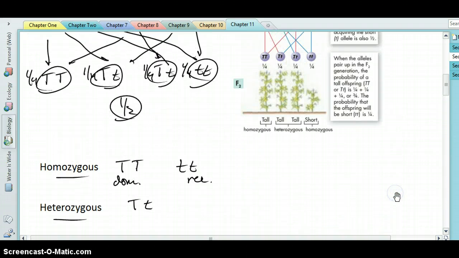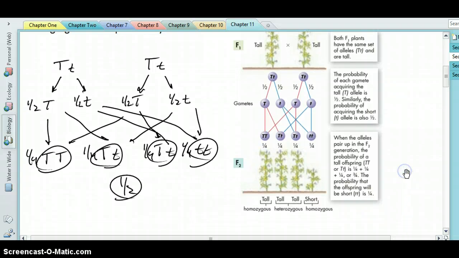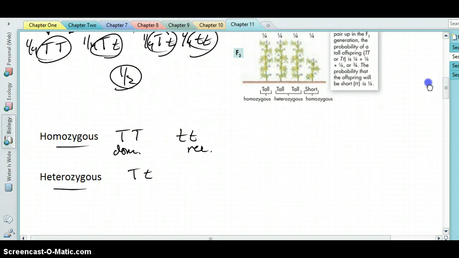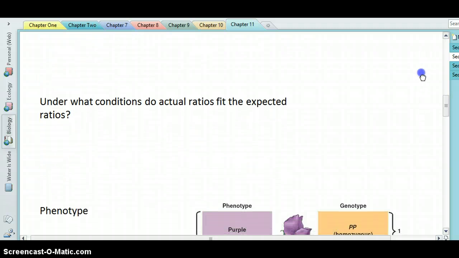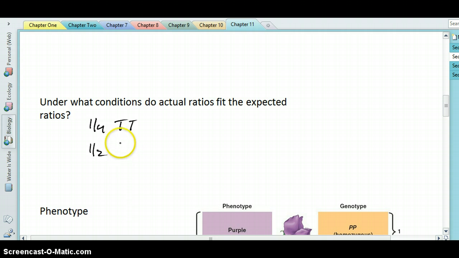Now you can see up here when we cross these two plants, we can expect 1/4 homozygous dominant, 1/4 homozygous recessive, and 1/2 heterozygous. But if those two plants just crossed and had 4 offspring, are you necessarily going to get 1/4, 1/2, and 1/4? Not necessarily. It could be that by chance, of those 4, they might all be homozygous dominant.